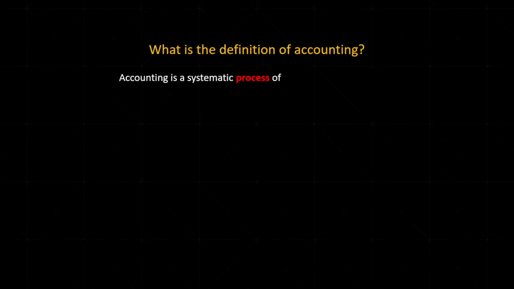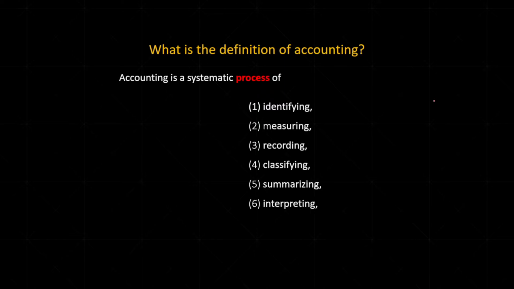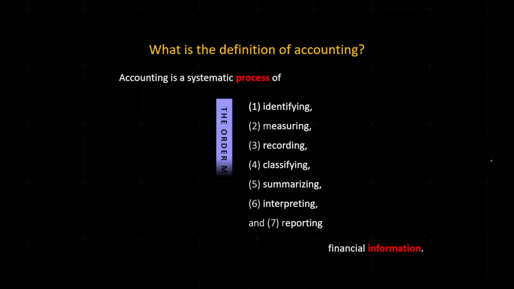Accounting is a systematic process of several activities, verbs basically, on financial information. We start with identifying our financial information, our transactions, and then measuring, recording, classifying, summarizing, interpreting, and finally reporting our financial information. Of course, the order matters. We start with identifying and we end in reporting.